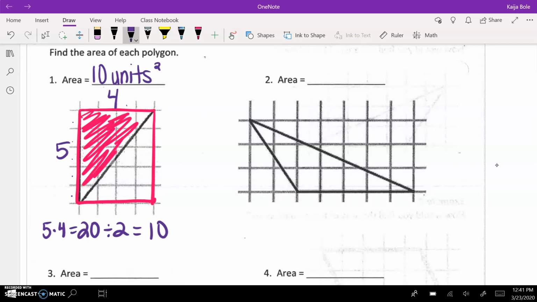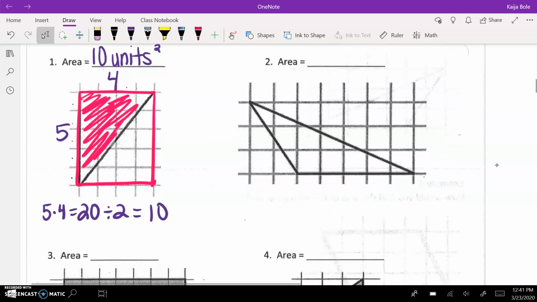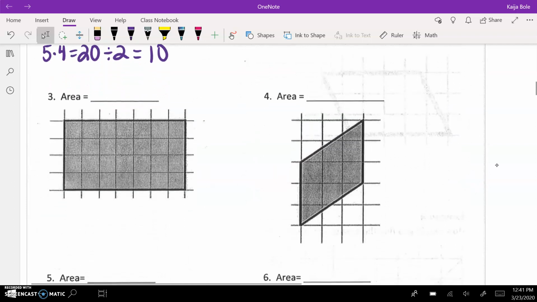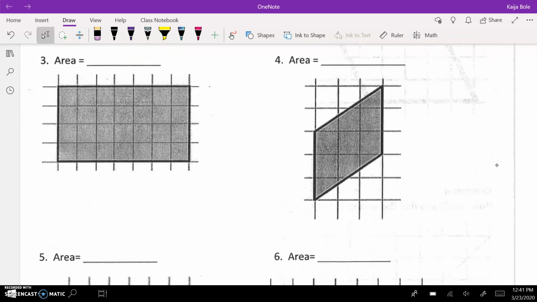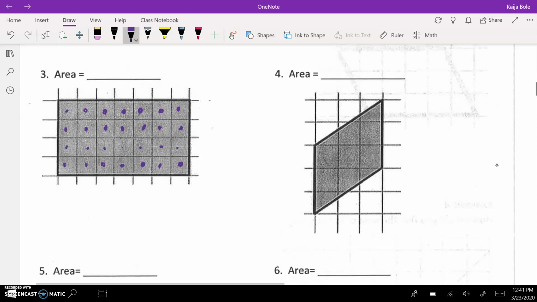Okay. We're going to skip the next one here, number 2, and we're going to jump down to number 3. So number 3 here, I've got just a rectangle, so you can just flat out count them. So I've got 1, 2, 3, 4, 5, 6, 7, 8, 9, 10, 11, 12, 13, 14, 15, 16, 17, 18, 19, 20, 21, 22, 23, 24, 25, 26, 27, 28. So we know it's 28.